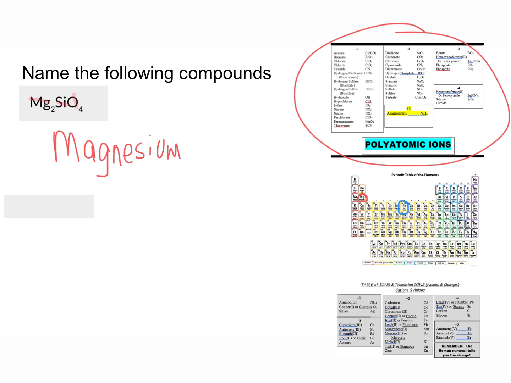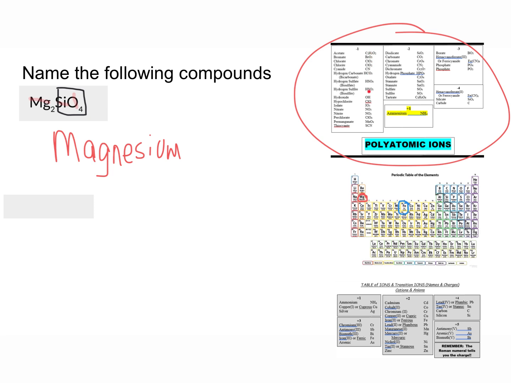The second part is now we have to look at this polyatomic ion here, okay? This little 4 means nothing for naming. It is just a part of the polyatomic ion. So now we have to go look at the polyatomic ion chart and we have to look up SiO4.